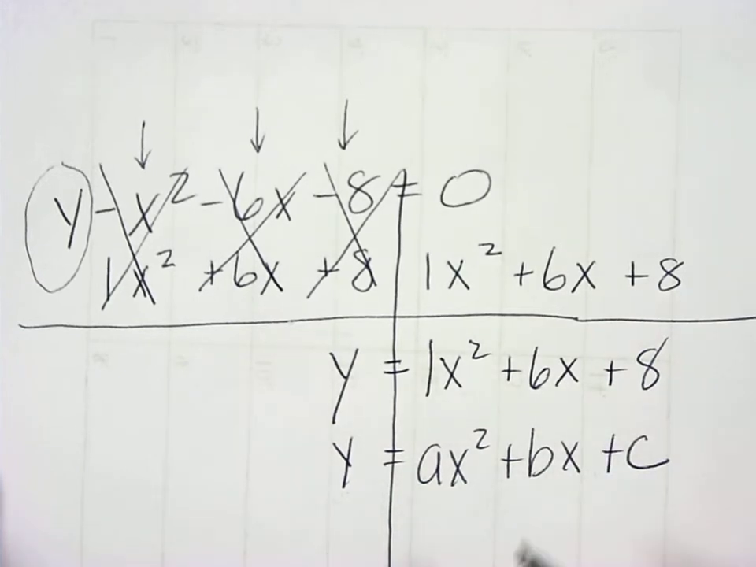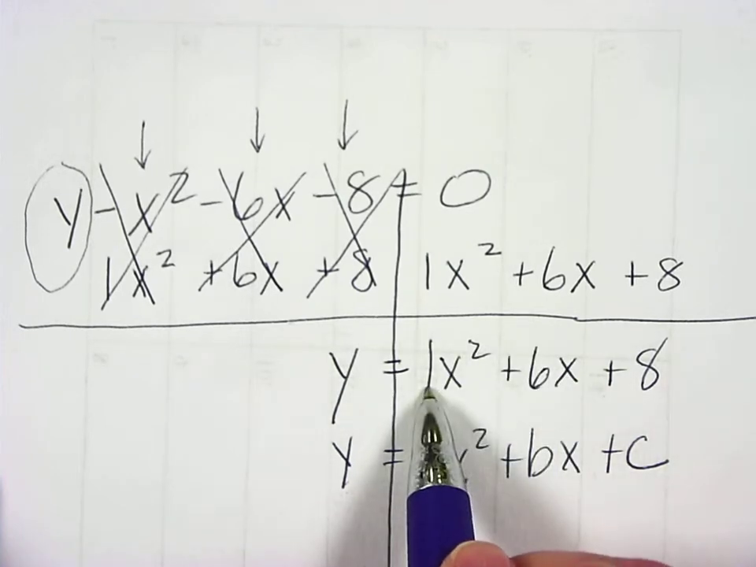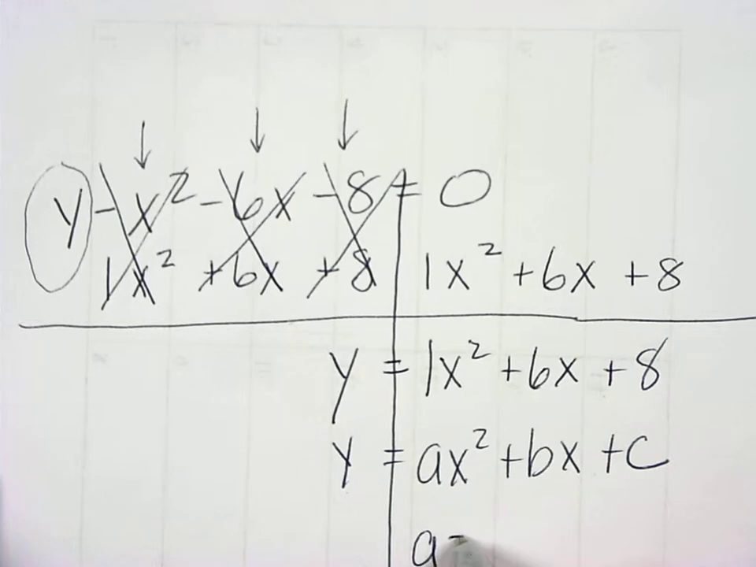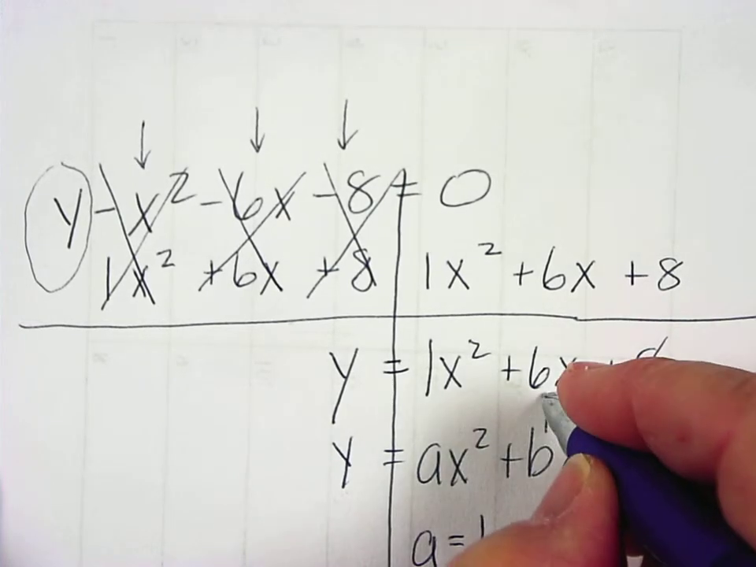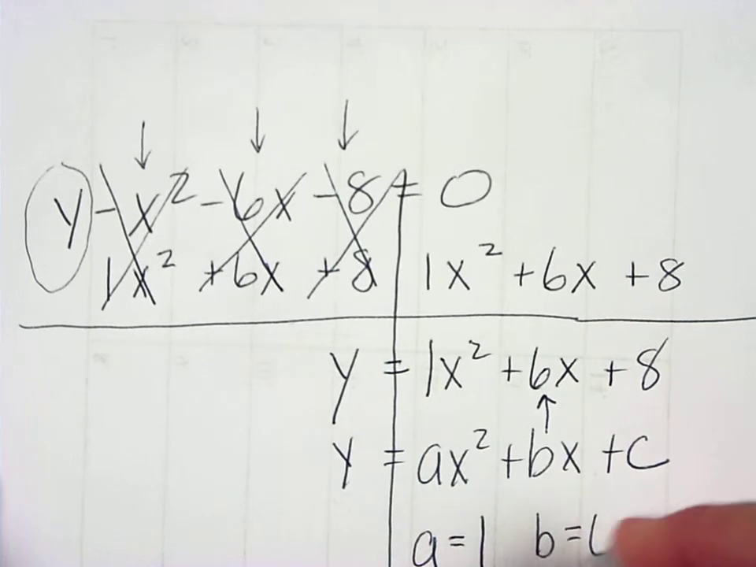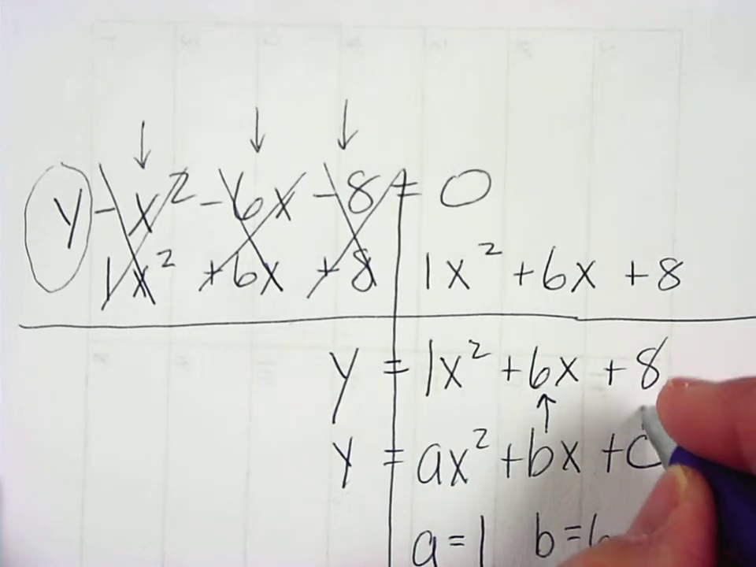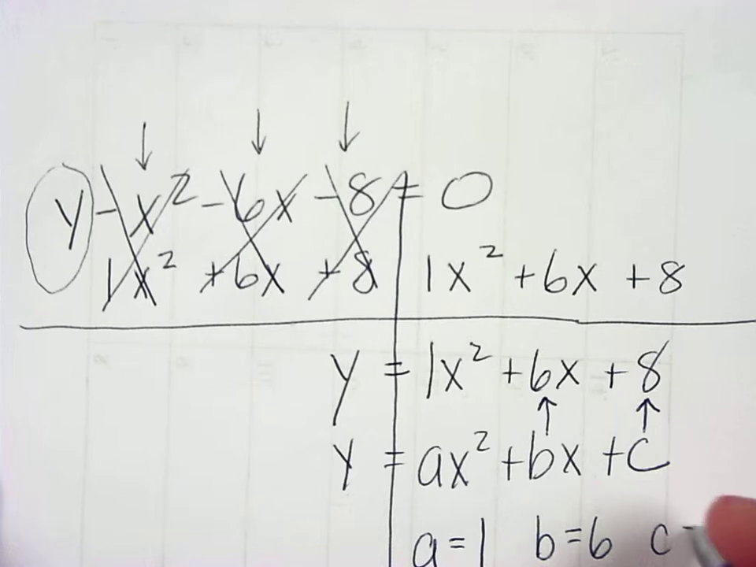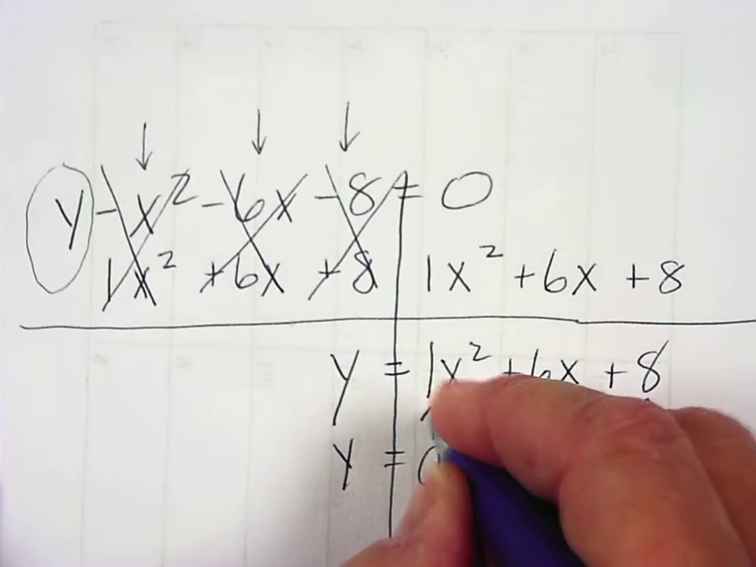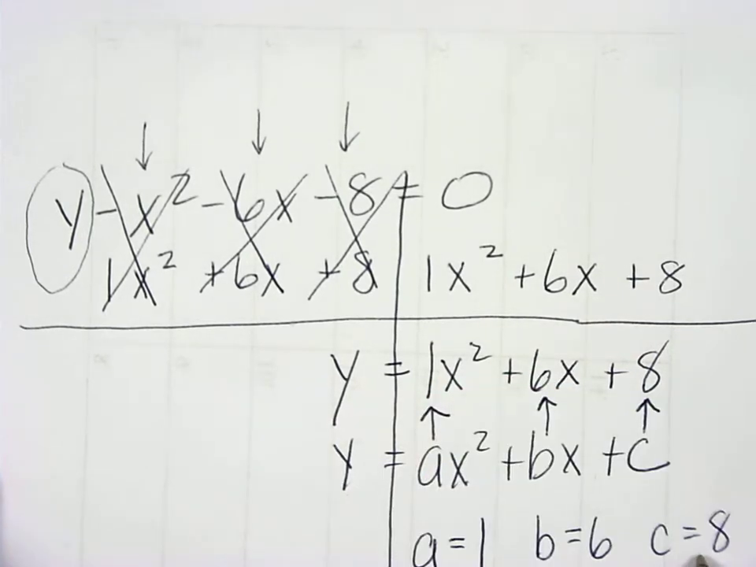So now I need to identify my a, b, and c values. Well, a is the coefficient of x squared. 1, in this case, is the coefficient of x squared, so a equals 1. b is the coefficient of x. In this case, b is 6. And c is the constant. In this case, c is 8. So I have my a, b, and c values.